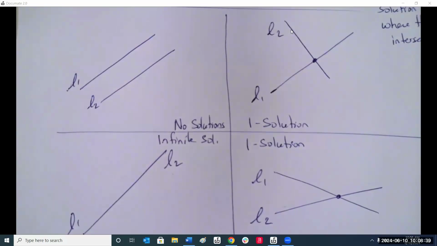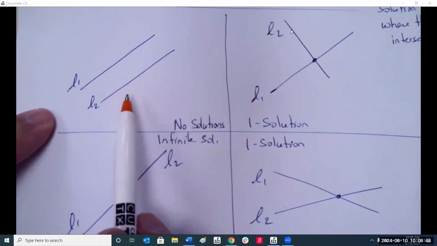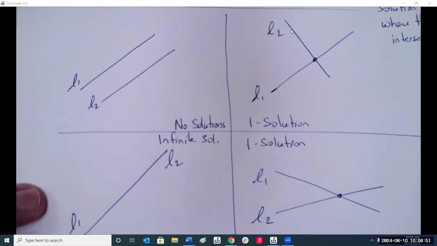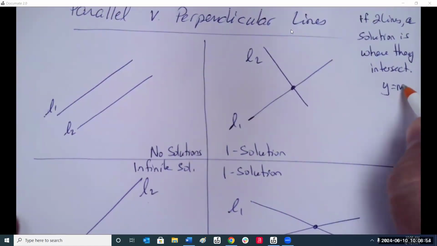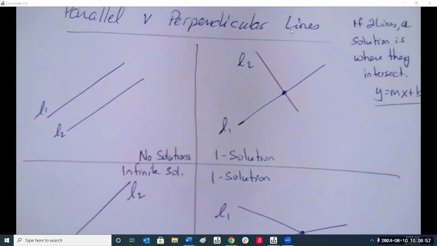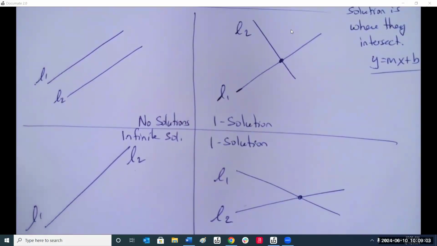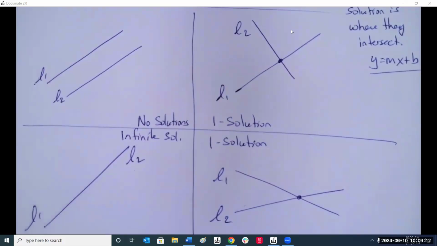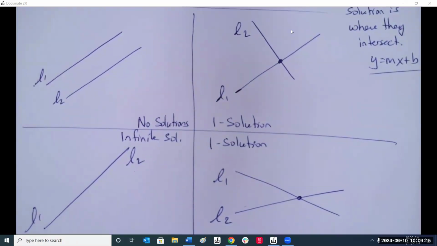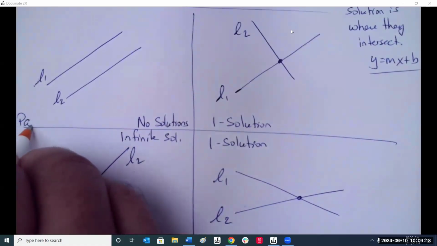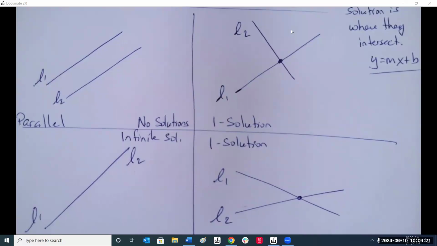So we can tell what kind of solutions we're going to have if we understand our equations. What do you notice in this top left? What do you notice about those two lines? What can you tell me about them? Remember, the equation we're using for lines is y equals mx plus b. What can you tell me about this first pair? They're parallel, but what tells us they're parallel?